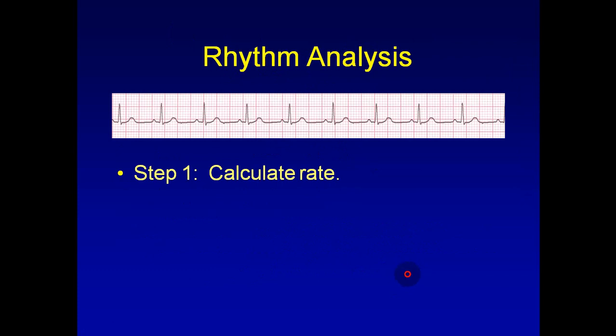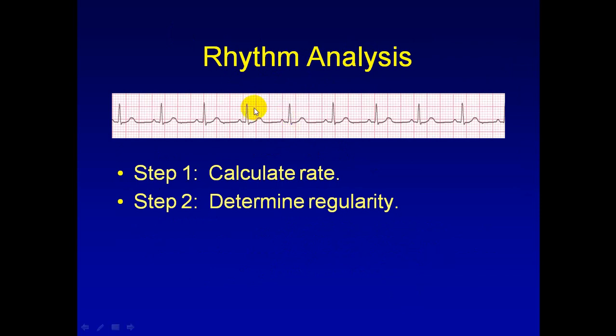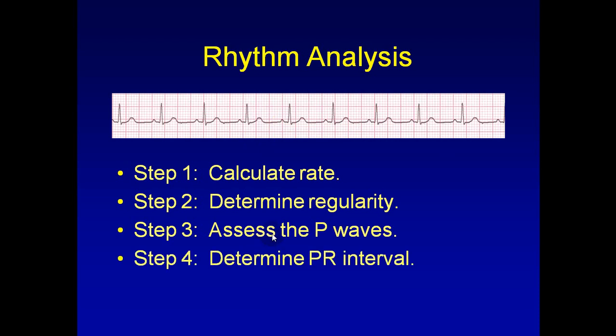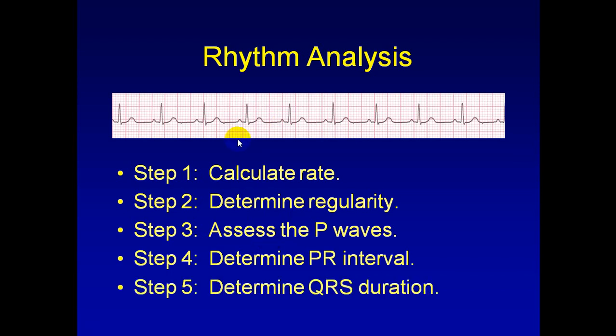In every ECG, as we know from previous lectures, we have to calculate the rate and determine the regularity, whether it is regular or not, by the distance between RR waves. Every QRS complex is preceded by a P wave. Then assess whether the P waves look alike and the distance between P waves is regular, determine the PR interval duration, which is normally 3 to 5 small boxes, and determine the QRS complex shape and duration, which is 2 to 3 small boxes.